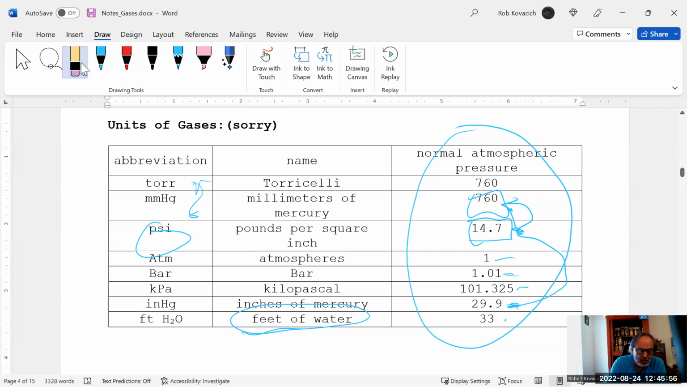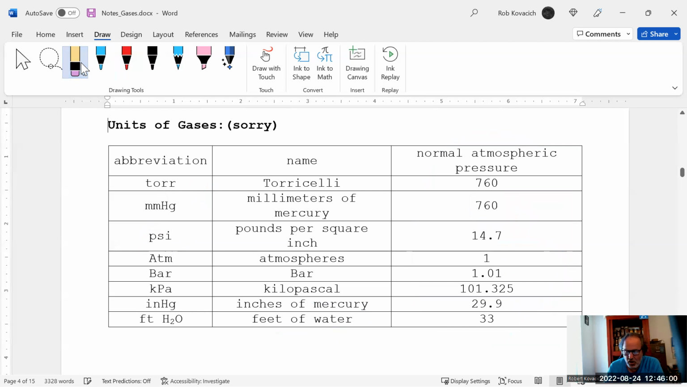Okay, so again, sorry about all these different units, but they all exist, and all of these units are equal to each other. So if you're given a gas pressure in torr and you're asked to calculate and then give a gas pressure in kilopascals, here's your conversion factor. 760 torr are exactly equal to 101.325 kilopascals. In the same way that 12 inches is equal to 1 foot. It's literally a conversion factor. All right, and that's all I've got for this video.